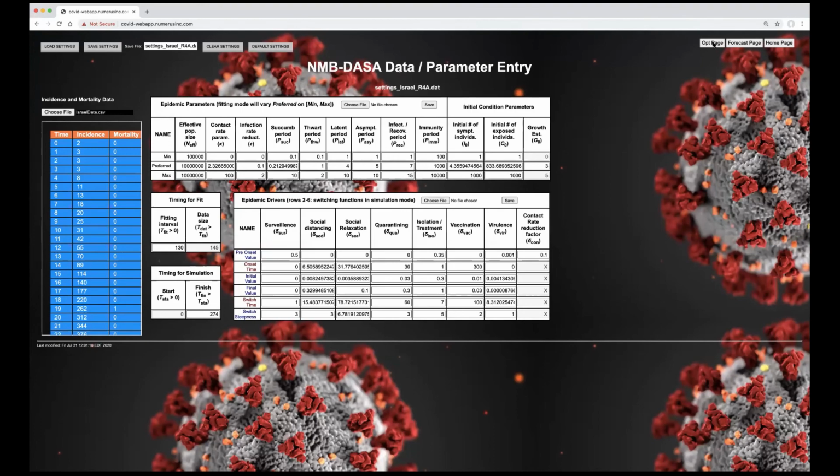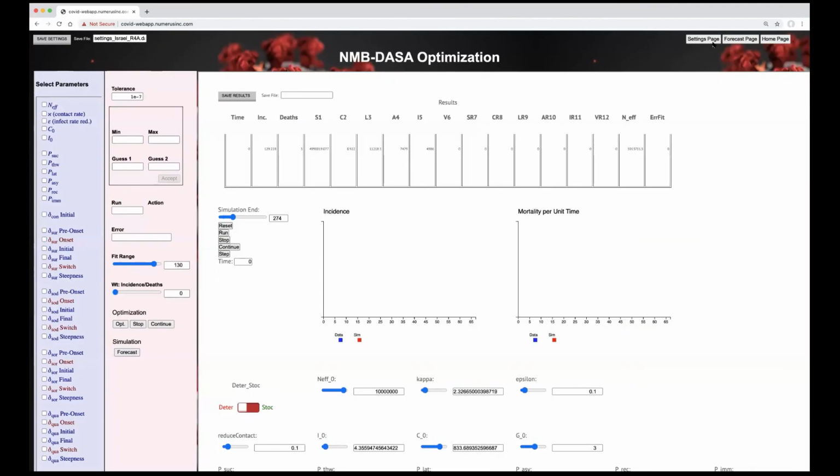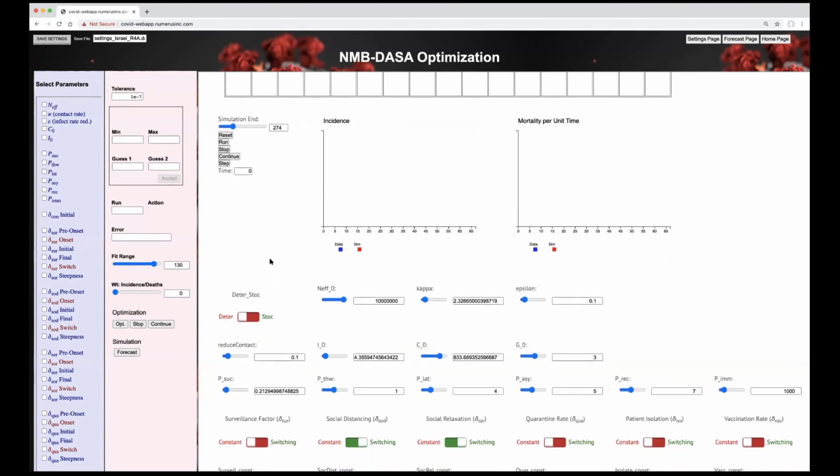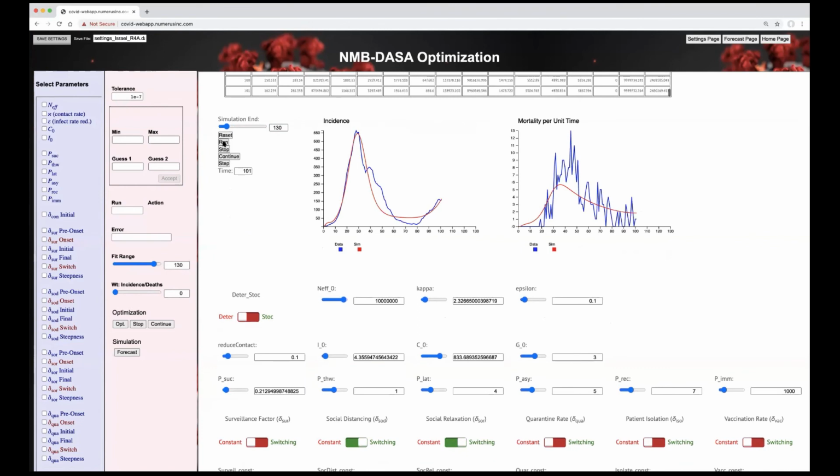More specifically, we can go to the optimization page and we can see here we have a fit range of 130. In the previous session, we discussed how to carry out the fit. Here we're just going to have a look at the particular fit that we have at this point in time for the first 130 days, and we're going to run it. And you'll see that we have a pretty good fit to what are three different phases of the Israeli outbreak.